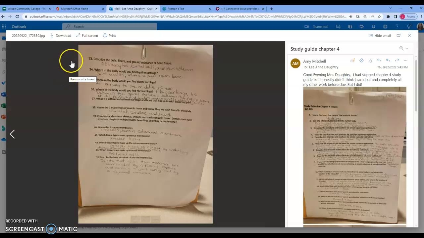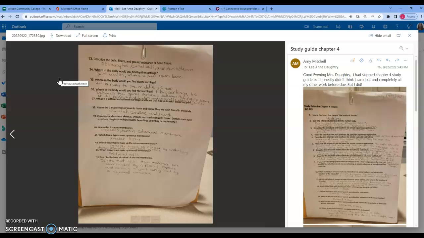The cells, fibers, and ground substance of bone tissue. And you got some of the cells, but you need to have osteocytes, osteoblast, osteoclast. And then the ground substance is calcium phosphate and collagen fibers, okay? Where in the body would you find hyaline cartilage? Joint cavities, where a layer covers bone, and you also are going to find hyaline cartilage forming the epiphyseal plate in bones that are in long bones that are still growing.